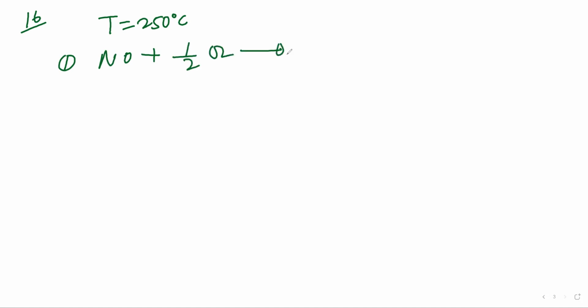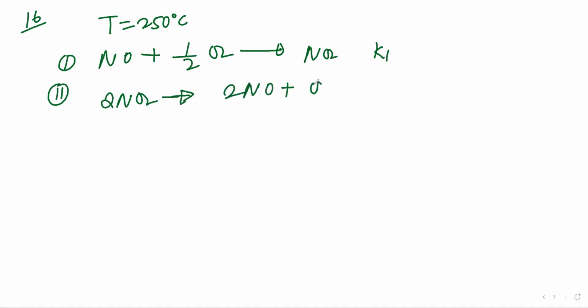See the question number 16. Two gaseous reactions are given at a temperature of 250 degrees Celsius. The first reaction is NO plus half mole of O2 producing NO2, with equilibrium constant K1. And for the second equation, 2NO2 produces 2NO plus O2, with equilibrium constant K2. So find the relation between K1 and K2.